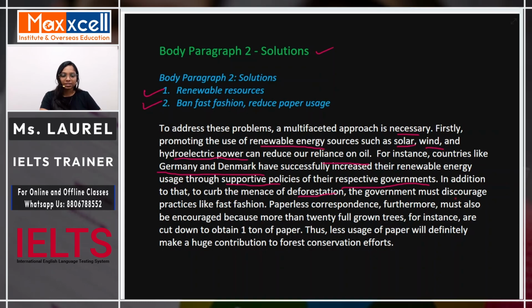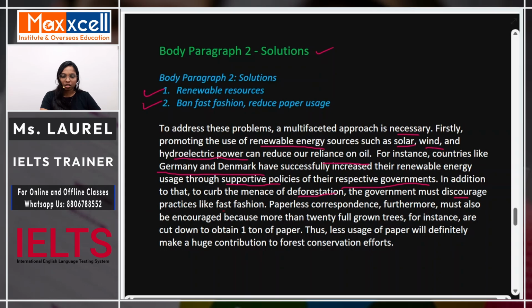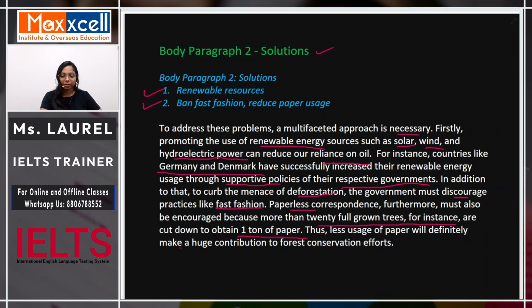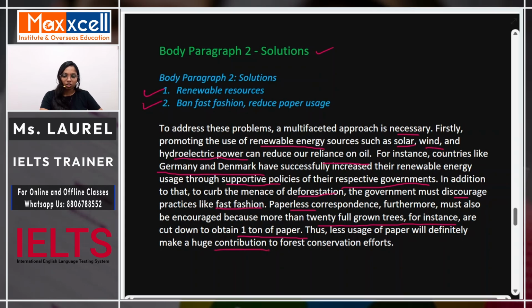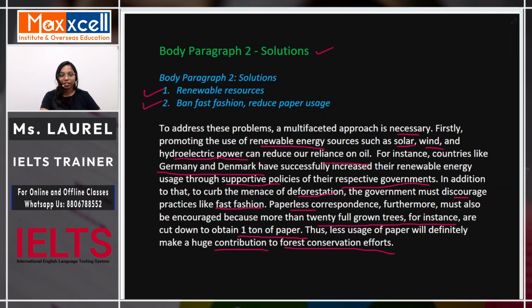The government must discourage practices like fast fashion, right? The other thing was paper, right? So paperless correspondence furthermore must also be encouraged, because more than 20 full-grown trees, for instance, are cut down to obtain 1 ton of paper. Thus, less uses of paper will definitely make a huge contribution to forest conservation efforts. Now, this is the complete solution paragraph where we have covered quite a lot of solutions.